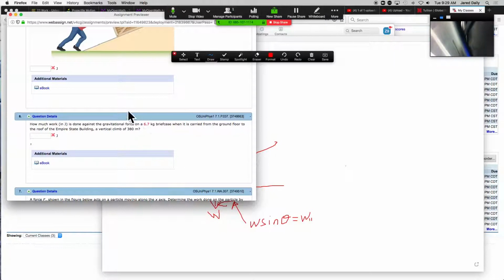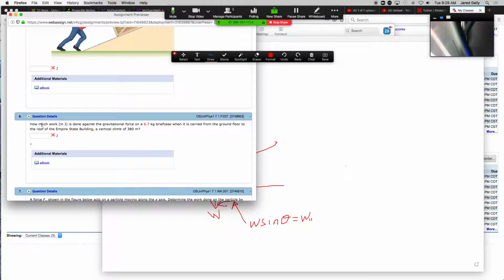But if they're just saying the work done against gravity, they only want to know how much work you did in the upward direction, which is against gravity. So all you need to know here is the vertical distance, which they tell you. Here's the vertical distance, 380 meters. And then you also need to know the weight of the briefcase, because that's the force you have to overcome.